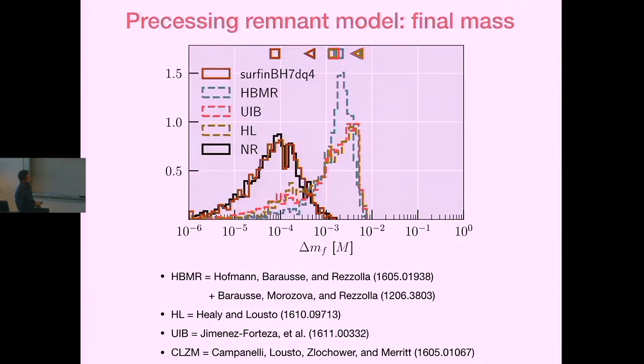So this is again an error measure for the final mass surrogate model. The red histogram again is the error for the surrogate model, and the black histogram is the estimated error in the NR simulations. Again, you can see that the surrogate is very good in reproducing numerical relativity simulations. And then all of these dashed histograms are various existing models which don't fully capture the effects of precession, and therefore they have about an order of magnitude larger errors. And these different models are listed here if you want to look them up.